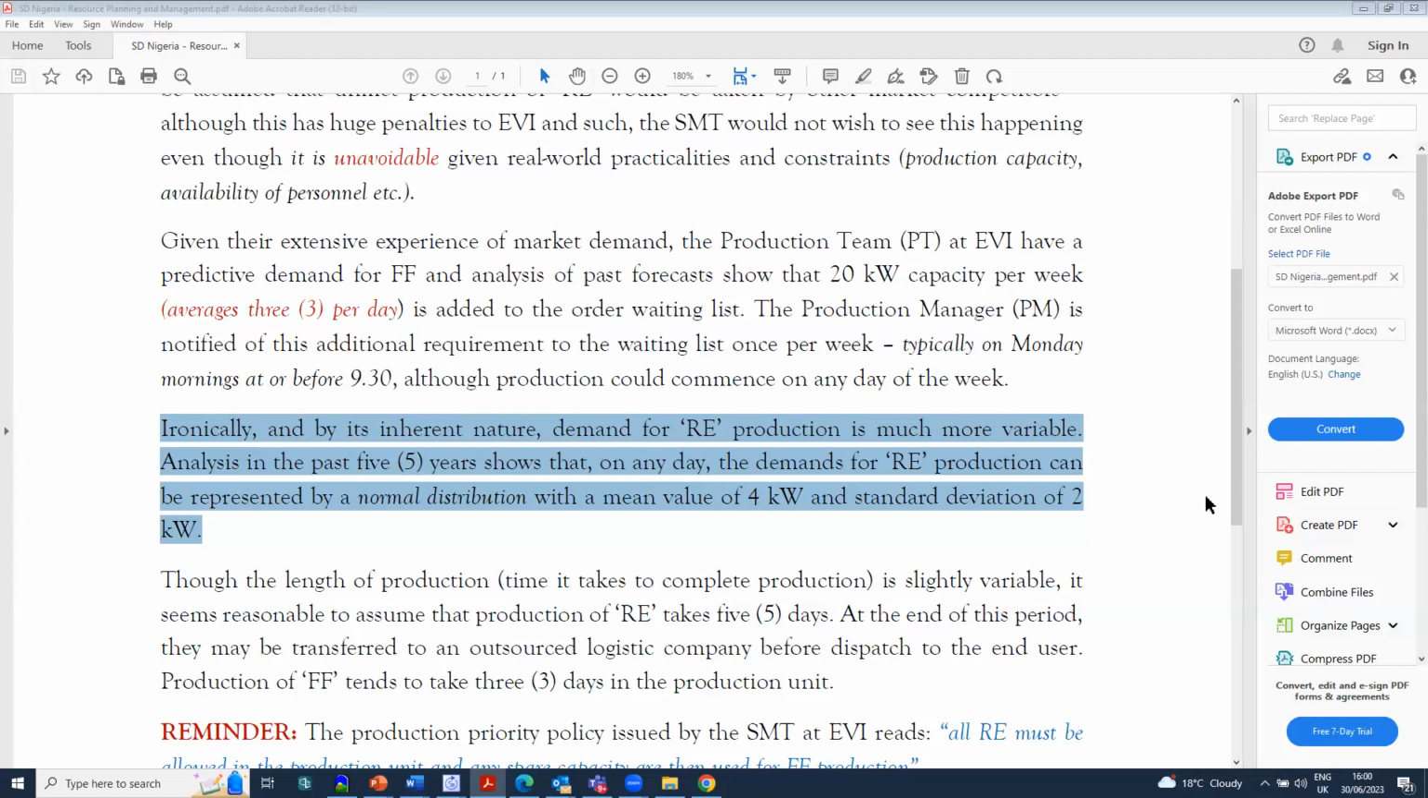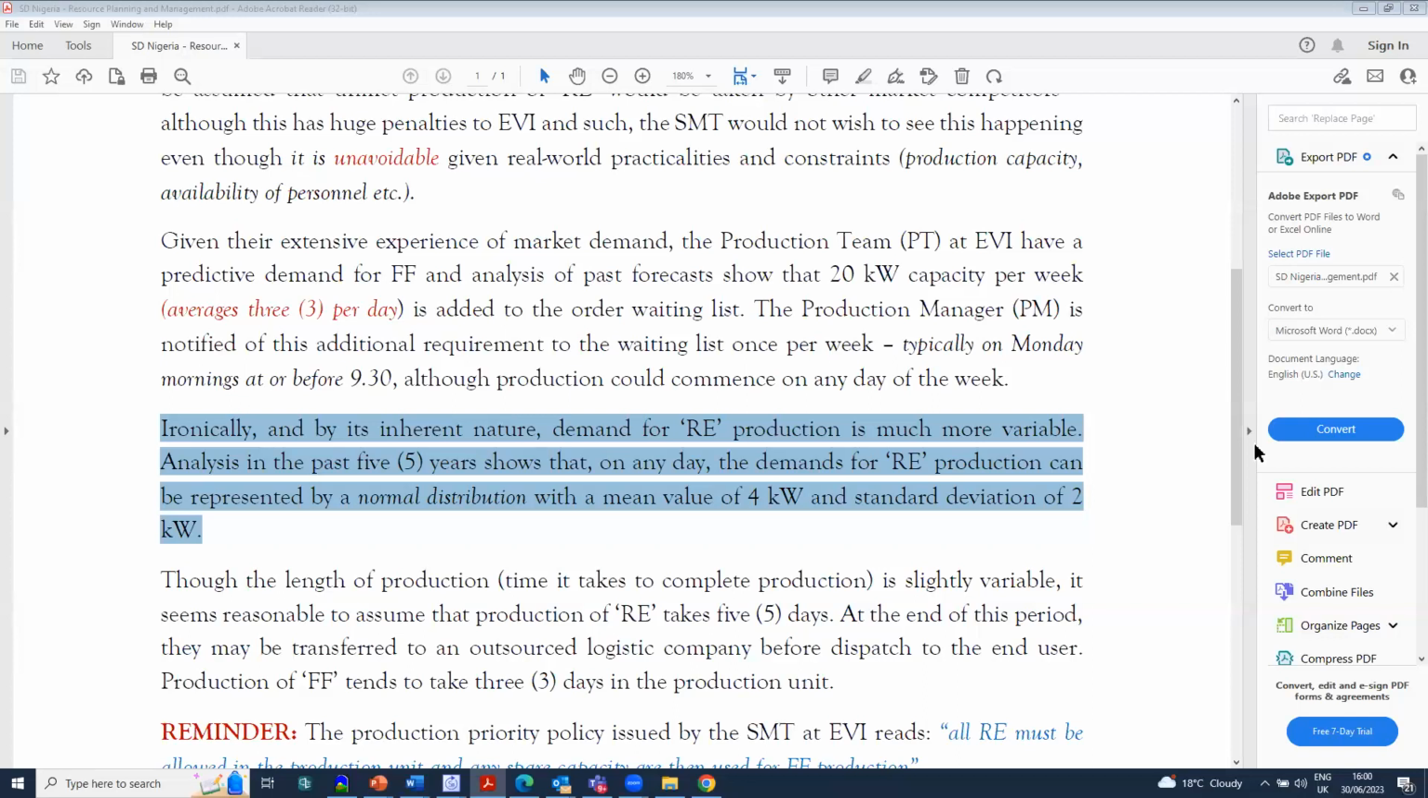Ironically, and by its inherent nature, demand for renewable energy production is much more variable. Analysis in the past 5 years showed that on any day, the demand for renewable energy production can be represented by a normal distribution with a mean value of 4 kilowatts and a standard deviation of 2 kilowatts. That in itself is noise in the system. The order of renewable energy is in itself a mess. Somebody comes for renewable energy, with the average we've been getting being 4.